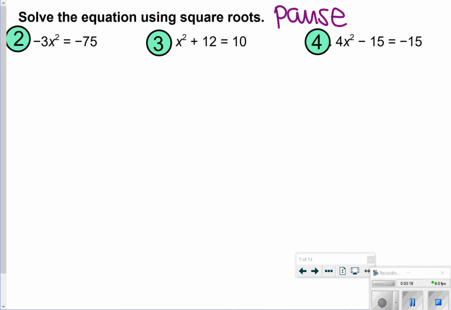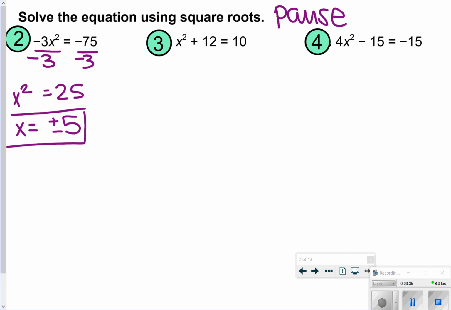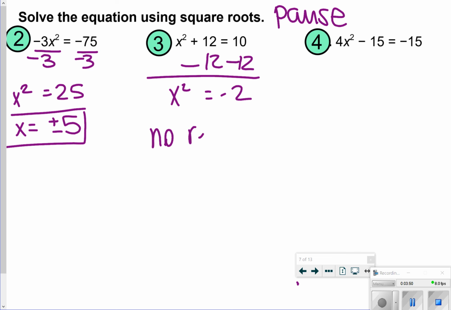Alright, so for number 2, to get x by itself, I'm going to divide both sides by negative 3. So I'm going to get x squared is equal to 25. And then I'm going to find the square root of 25. So x can be equal to a positive or a negative 5. For number 3, I started solving by subtracting 12 from both sides. And I got x squared is equal to negative 2. Again here, because d is less than 0, I can only write no real solution for number 3.